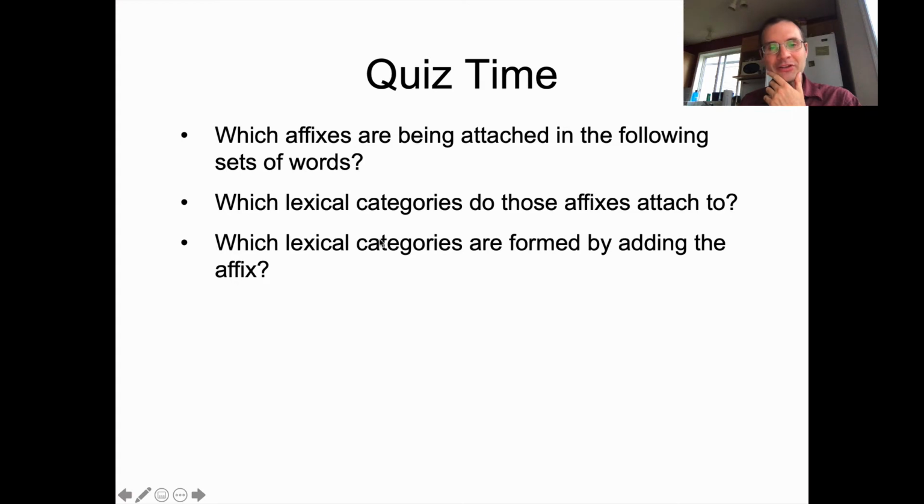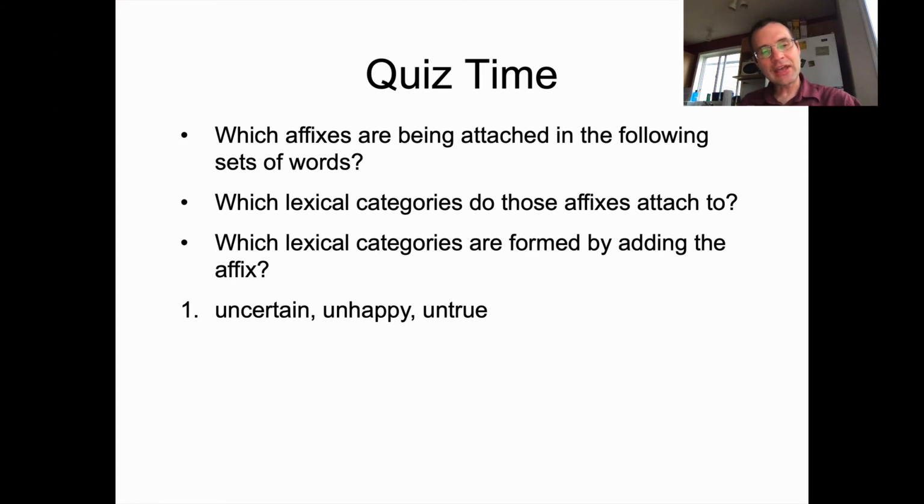Also, what lexical categories are formed by adding the affix. So there's three things we have to think about. What are the affixes? What lexical categories do those affixes attach to? And what lexical categories do they form when they create a new word? And if we know all those three things, we can basically come up with a description of the word formation rule that's in play for each of these sets of words.